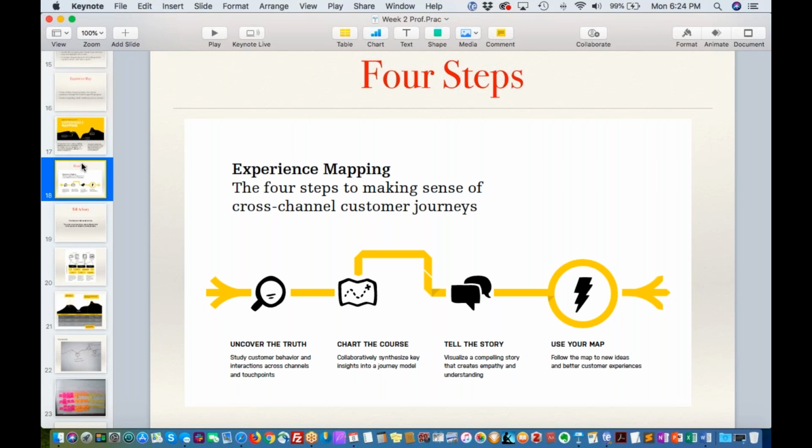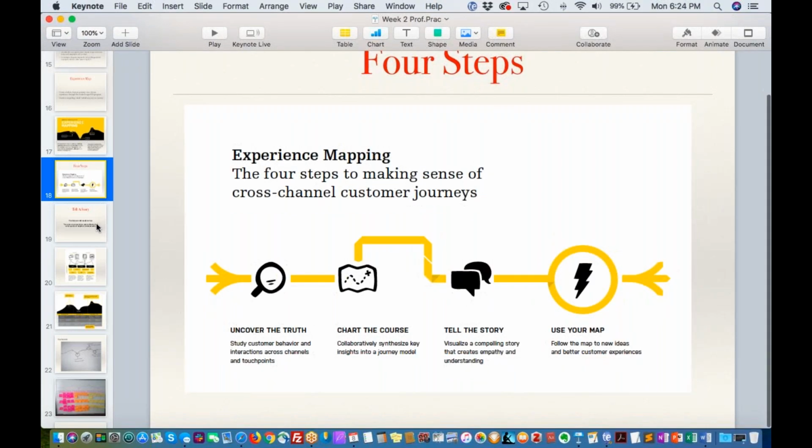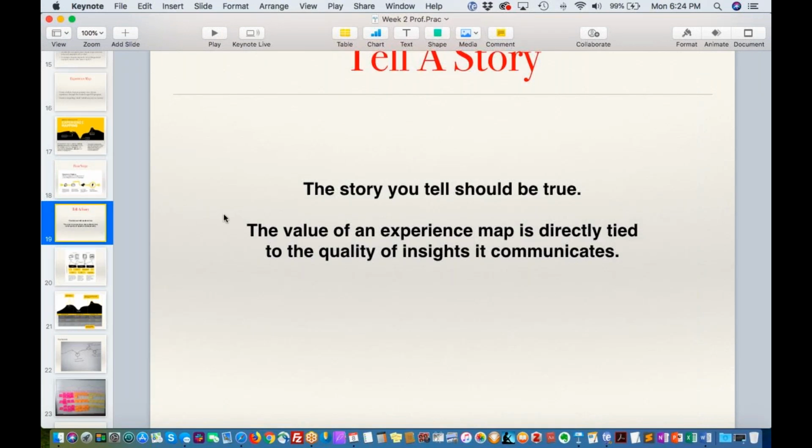tell the story of a brand or the story of a product, or in this case, your story, by uncovering the truth, charting the course, looking at your actual journey, telling the story of your journey, and then using your map to help you come up with new ideas, or maybe it'll lead you in a new direction.